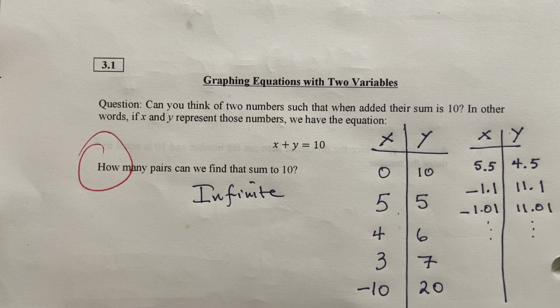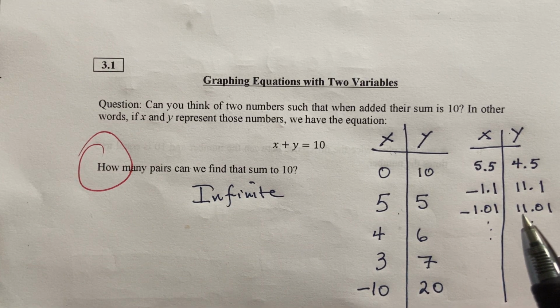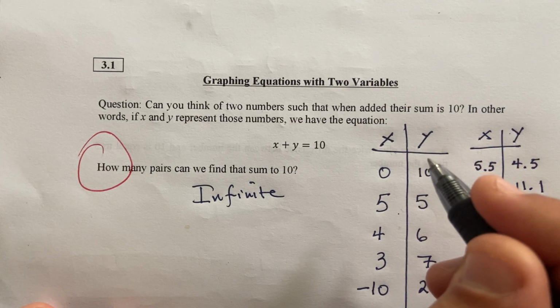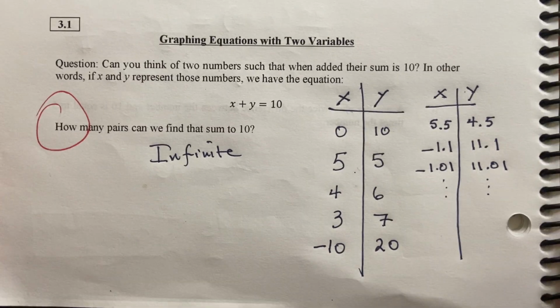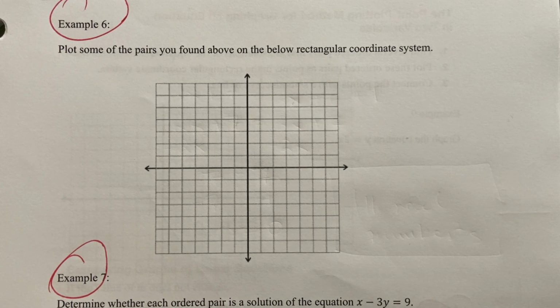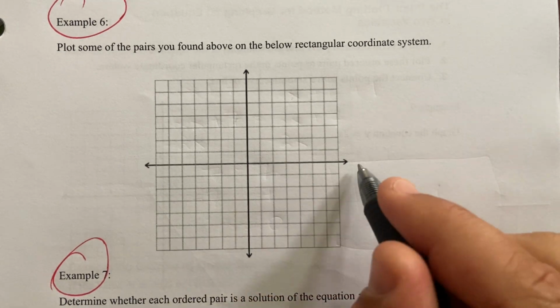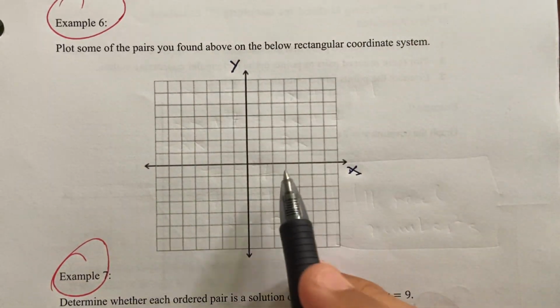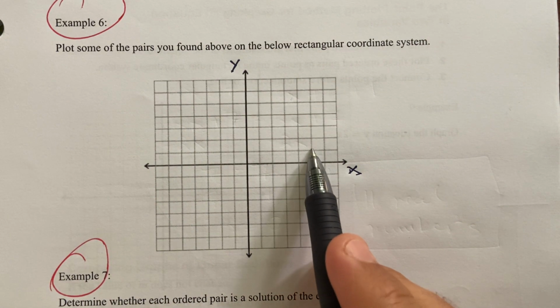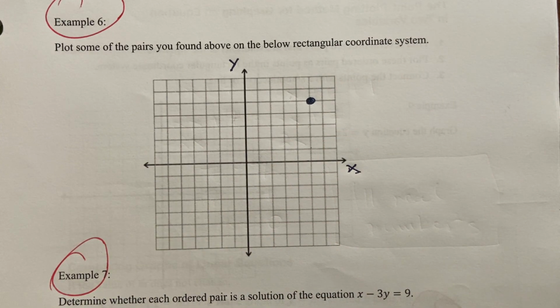Okay, so let's plot some of these. Maybe I'll just write down a few more. Let's see. I guess this is good. We'll just plot some of these. Okay, so on the next page, it says plot some of the pairs you found previously, basically. Okay. So this will be my x, this will be my y. So 1, 2, 3, 4, 5, 1, 2, 3, 4, 5. This is the point 5, 5.